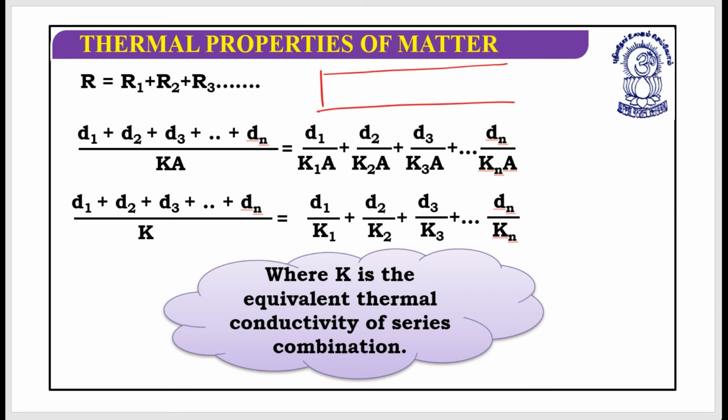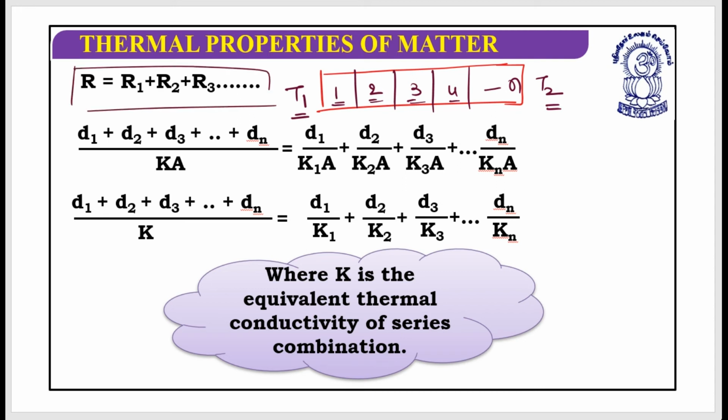Now, let's look at the situation. It is something like this: first, second, third, fourth, and onwards. Let's say this is the first slab, second slab, third slab, fourth slab, and nth slab. Here this is the temperature T1, here this is the temperature T2. As you can see, every slab is connected in series. So this end is maintained at T1, this end is maintained at T2. So the total resistance R could be written as R1 plus R2 plus R3 up to Rn.